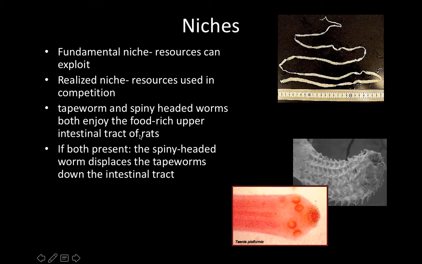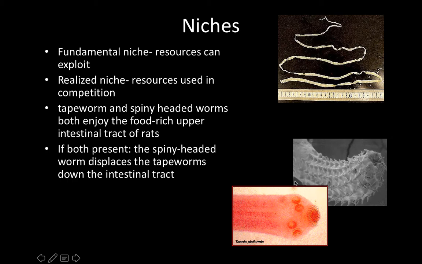So there's two different niches that we talk about. The first one's the fundamental niche. That is the total number of resources or places that can be exploited by organisms. The second version is the realized niche. That's the resources used when there's competition involved. So for instance, these two worms, this is a spiny-headed worm and this is a tapeworm.